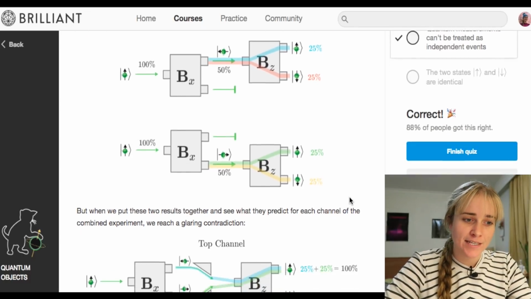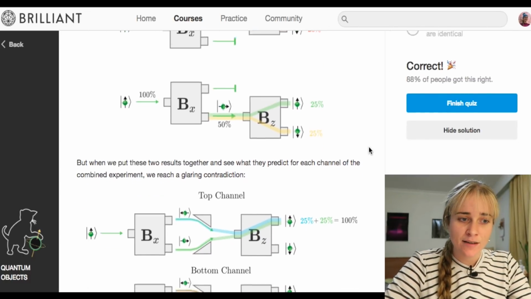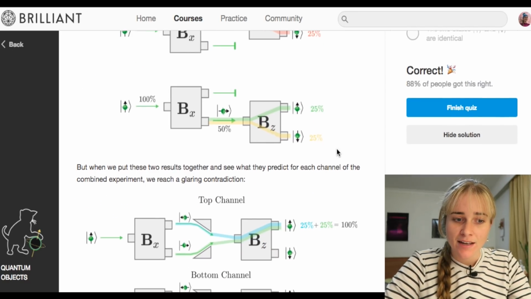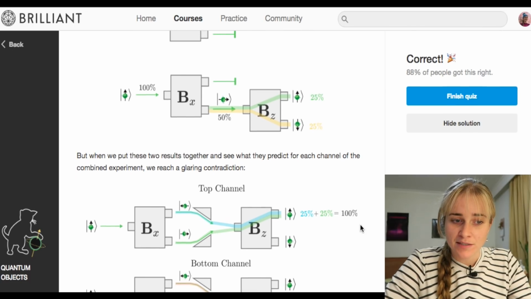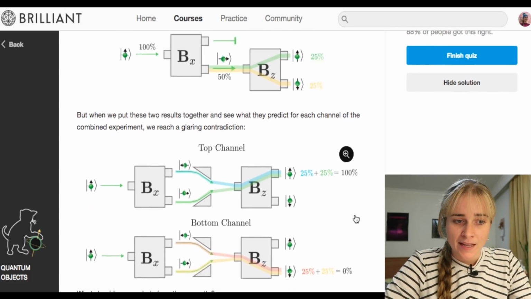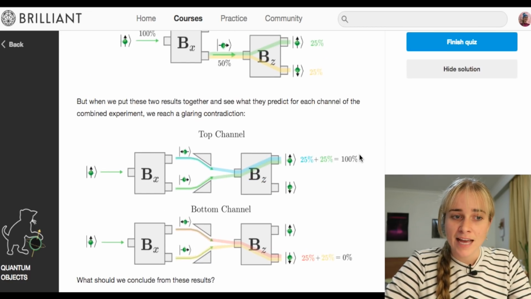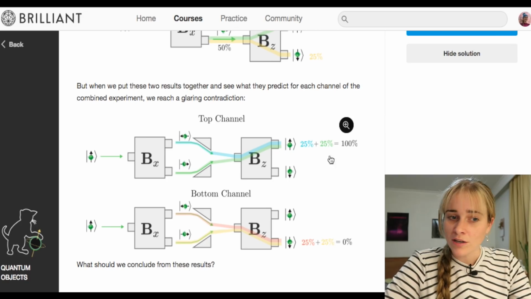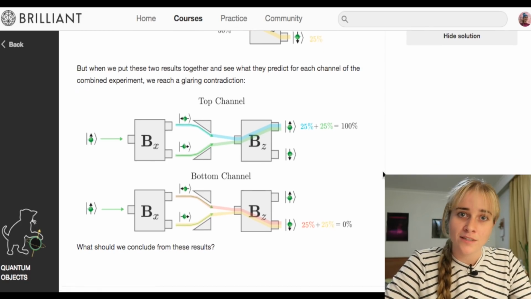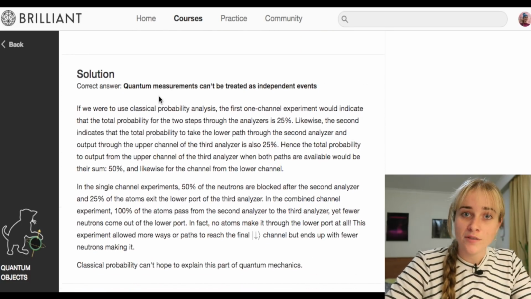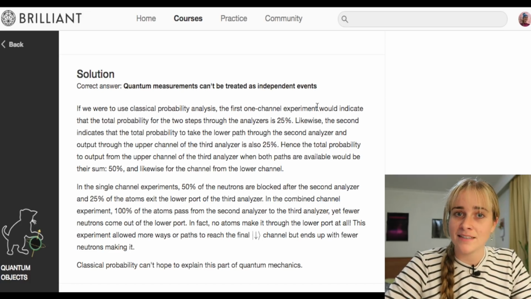But when we put each of these two results up here together, what we end up with is a big contradiction. We end up with two paths that were 25% each up here, adding essentially to 100, because this is where we see all of our neutrons ending up. And same here, we get 25% plus 25% equals 0 because none of our final neutrons ended up in this state. So we have classical probabilities not adding up to give us what we actually saw in this experiment. What can we conclude from these results? The answer is that quantum measurements can't be treated as independent events.